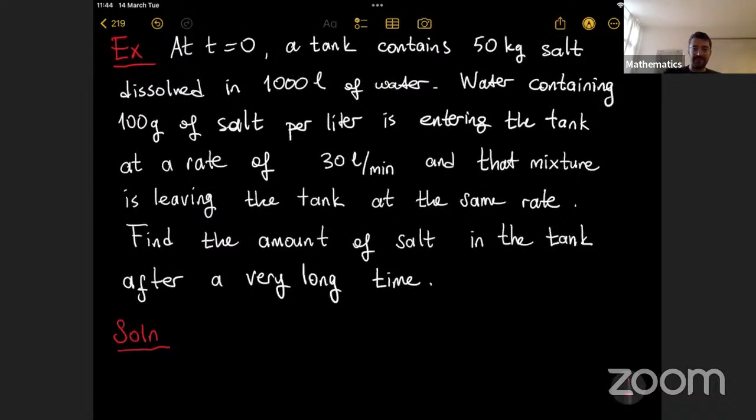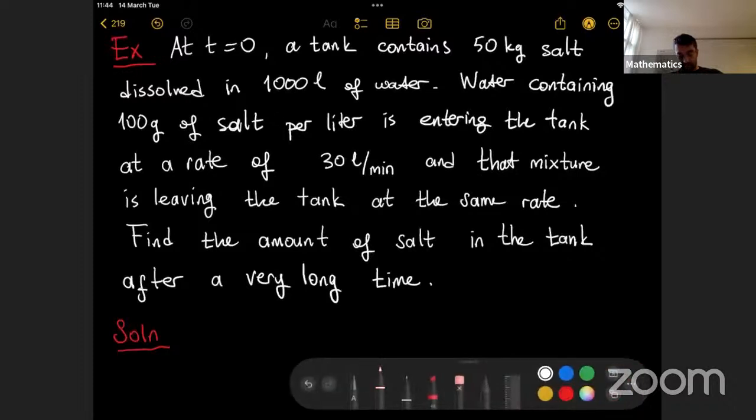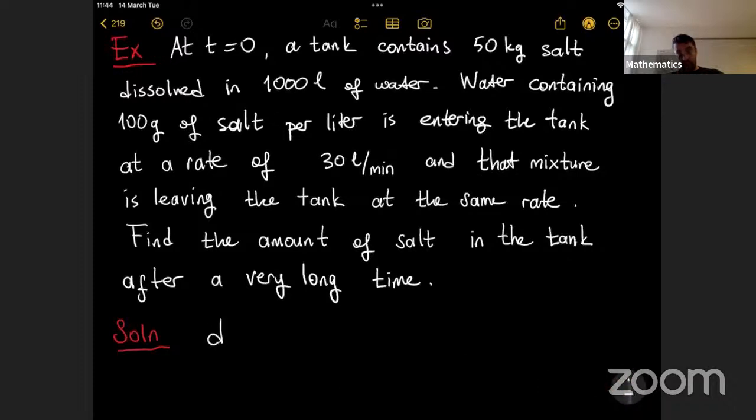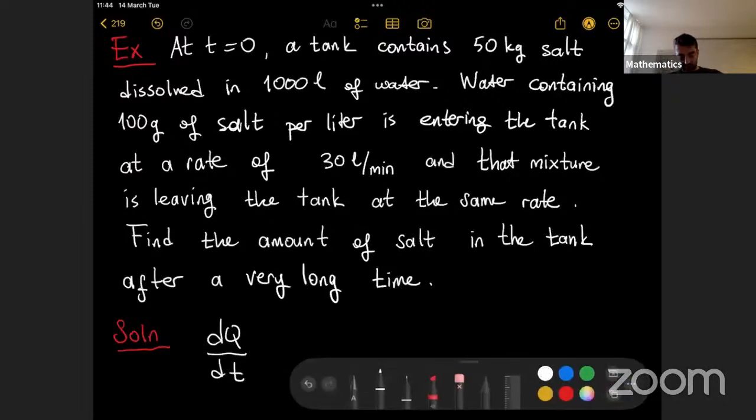All right, we have some guess. Well, anyway, we cannot do it without writing the differential equation which models this real life problem. So basically, we will deal with such a problem. The change in the quantity dQ dt, okay? So what is Q here? Q is basically the amount of salt.